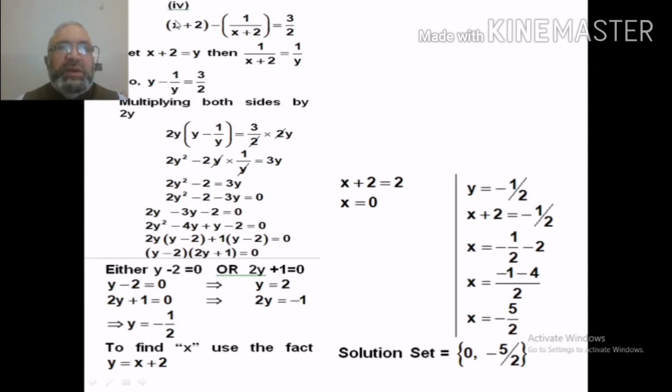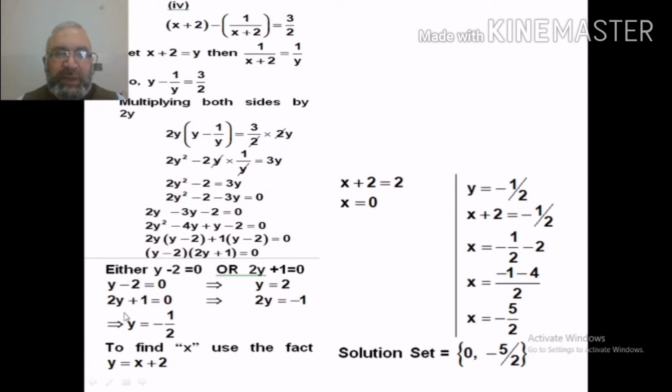Again, the original equation is in variable x. So to get the values of x, we find by back substitution. To find x, use the fact y is equal to x plus 2. By back substitution, put the value of y. So it becomes x plus 2 is equal to 2, one value of y. Transferring 2 to the right hand side, 2 minus 2 becomes 0. One value is x is equal to 0.